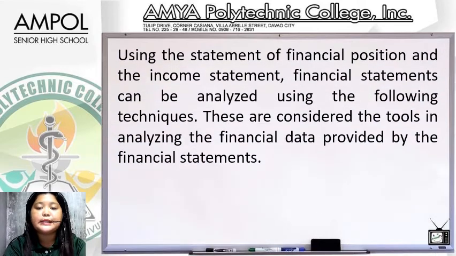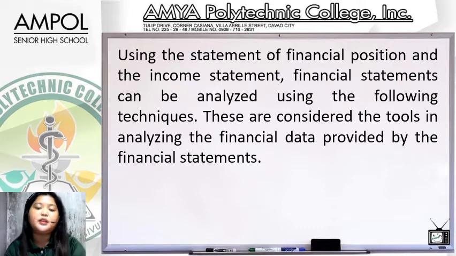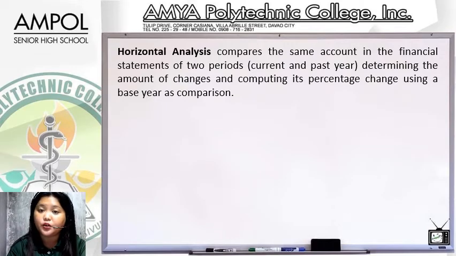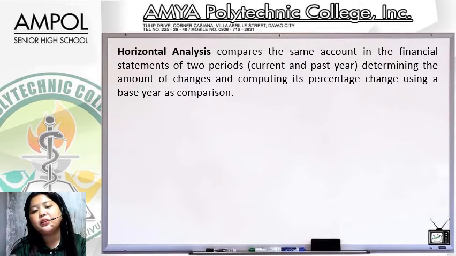Okay. So using the statement of financial position and the income statement, financial statements can be analyzed using the following techniques. These are considered the tools in analyzing financial data provided by the financial statements. First we have the horizontal analysis. Horizontal analysis compares the same account in the financial statements of two periods. Those two periods are what we call the current and the past year. It determines the amount of changes and computes its percentage change using the base year as comparison.